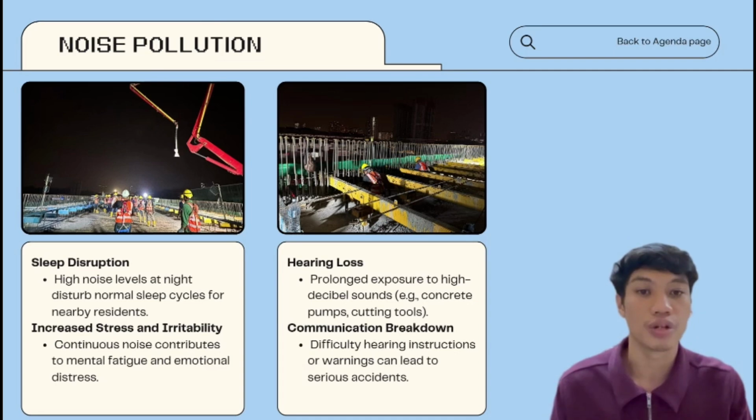The prolonged exposure to high decibel sound from equipment like concrete pumps, cutting tools, and heavy machinery, as shown, significantly increases the risk of hearing loss. This is a serious occupational hazard. Moreover, excessive noise can cause communication breakdown on site. Difficulty hearing instructions or warnings from colleagues or supervisors can lead to serious accidents, compromising safety and efficiency. Therefore, effective noise management is not just an environmental necessity, but also a crucial component of public health and worker safety.